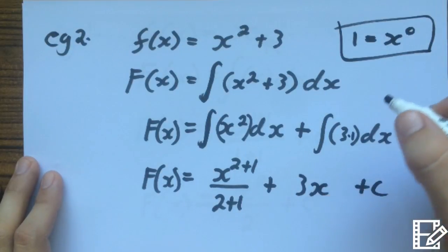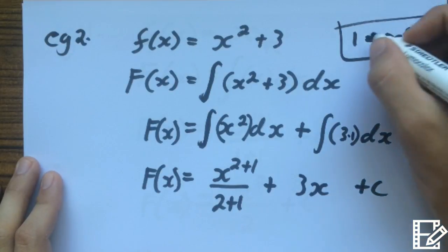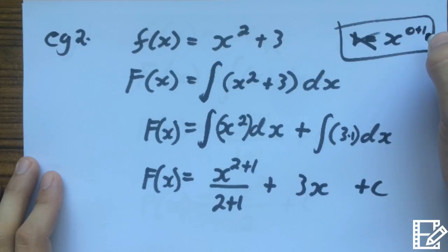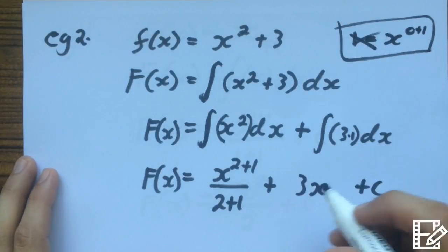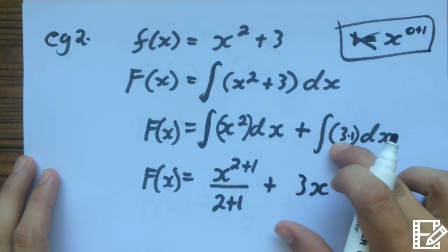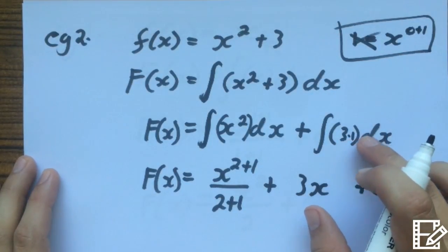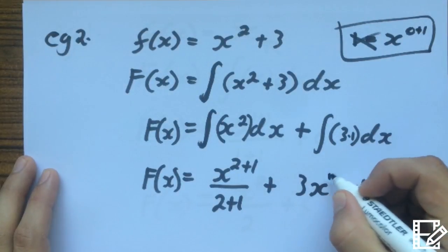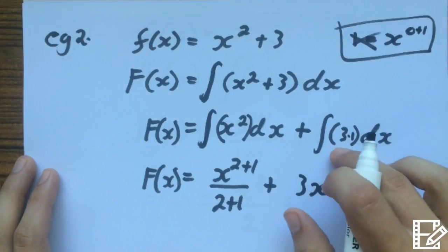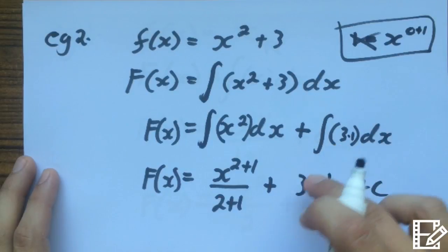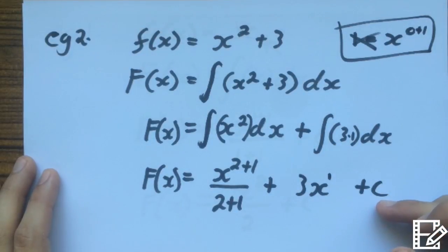Therefore, if we were to add 1 to that, then we would end up with x to the power of 1, because x to the power of 0 plus 1 is x to the power of 1. So that's essentially what we've done here. We've just got 3, and when we integrate it, we add 1 to the power of x to the power of 0, which just... when you integrate a constant like 3, 4, 7, 8, 9, you just add an x to it.